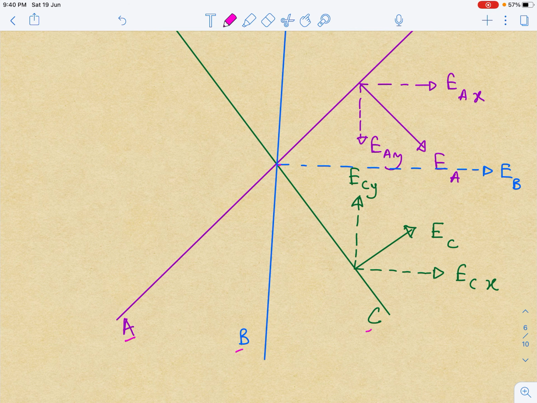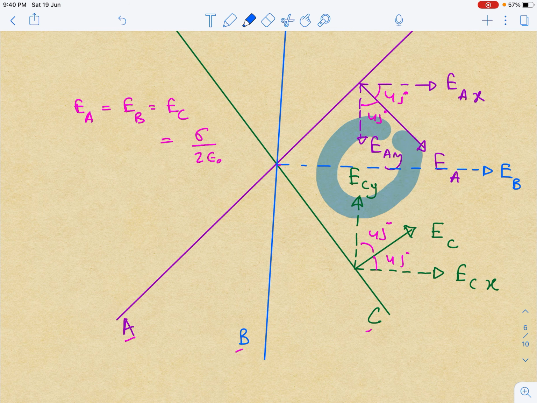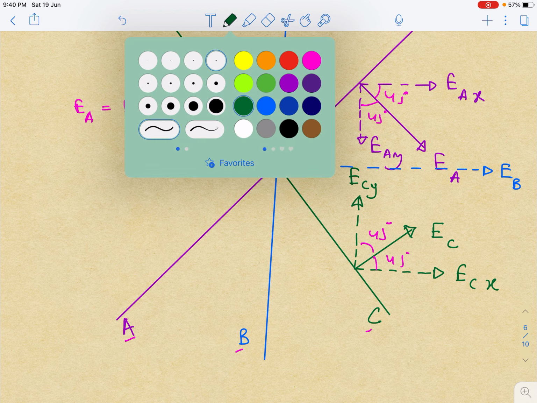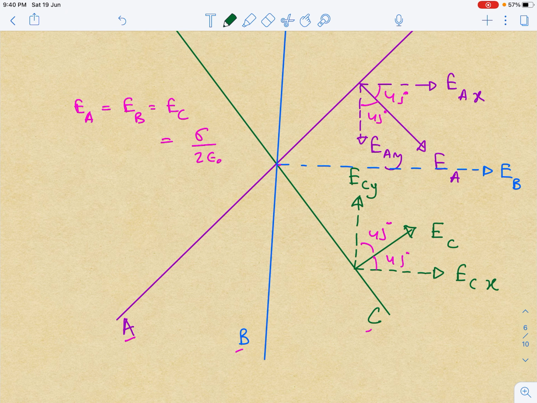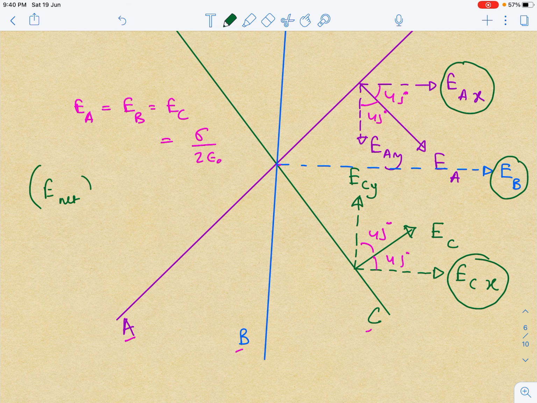If I want to calculate their value, since all of them have the same magnitude, EA is equal to EB is equal to EC, that is equal to sigma by 2 epsilon naught. This angle will be 45 degree, this will also be 45 degree, this is 45 degree, this is 45 degree. You can check here that these are 2 fields, basically they are equal and opposite to each other, so they will cancel each other, right? So if they are cancelling each other, only the X component is surviving. So net field will be this, this, and this. So E net will be only along X axis.